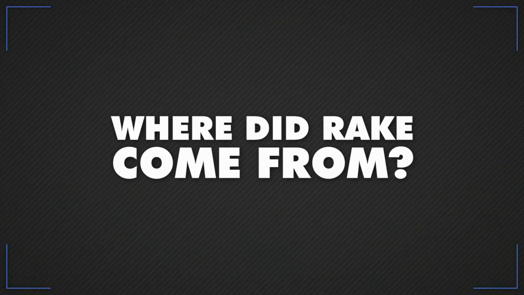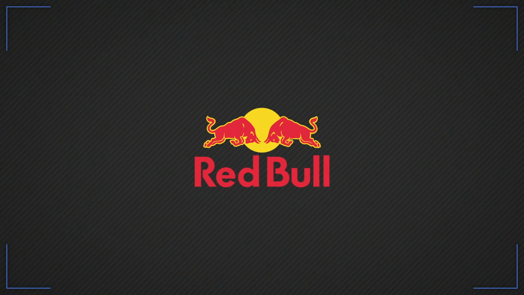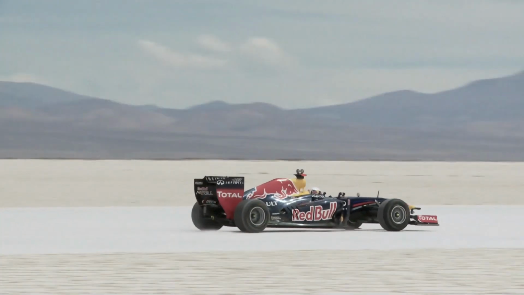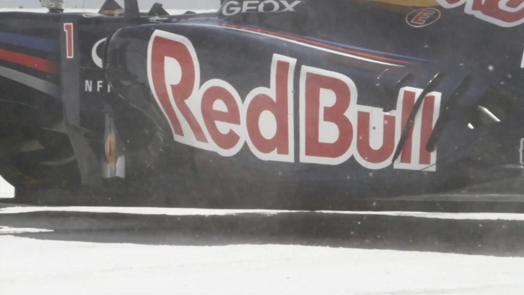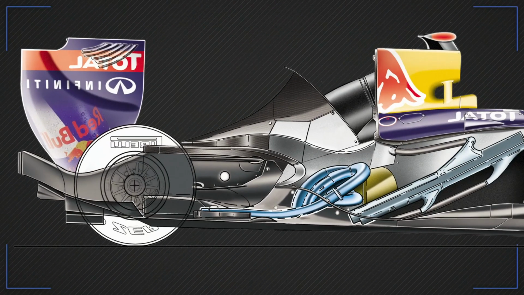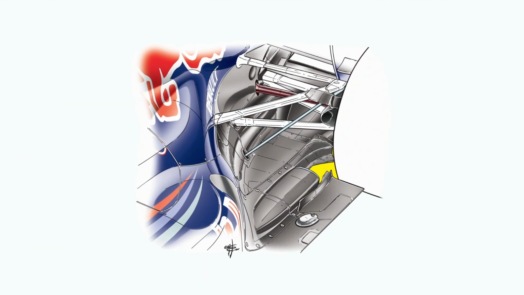So where did rake come from? Red Bull is the team generally considered to have introduced rake into Formula 1. The team's RB7 from the 2011 season had, when viewed from side on, a greater ride height at the rear to increase the volume of the diffuser. This also came at a time when exhaust-blown diffusers were all the rage, and Red Bull used the device to enhance the power and effect.